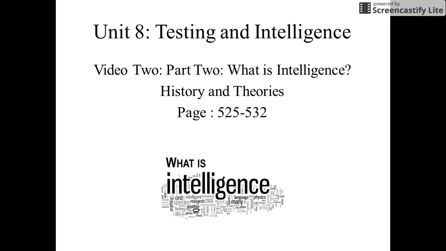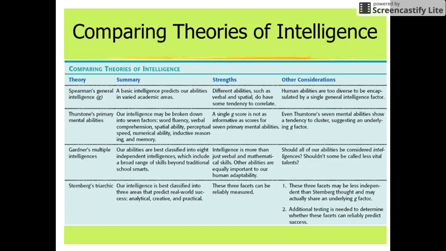Okay, so this is video 2. This is the second part on what is intelligence. So the last time we ran out of time talking about the different theories, and we've already discussed Spearman and Thurstone. This is a pretty good chart to freeze and maybe jot down some of the big ideas.